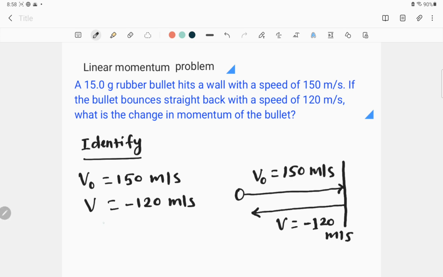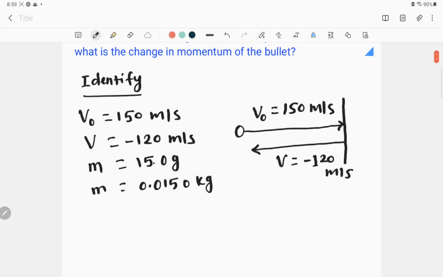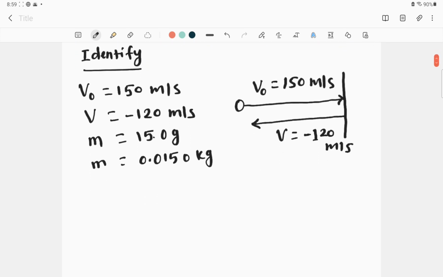The other thing given in the problem is the mass of the rubber bullet, which is 15.0 gram. Okay, so to make units consistent, we have to convert gram into kilogram. So mass will be, if I divide this 15 by 1000, 0.0150 kilogram, right? I converted this mass into kilogram. Okay, so this is the identification of the problem.